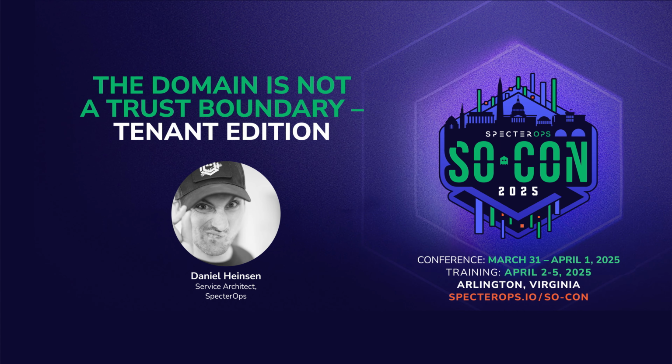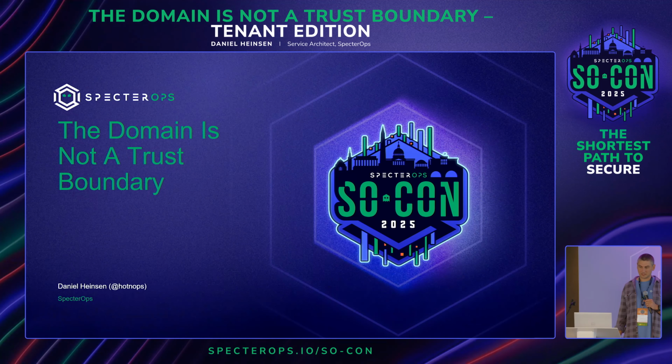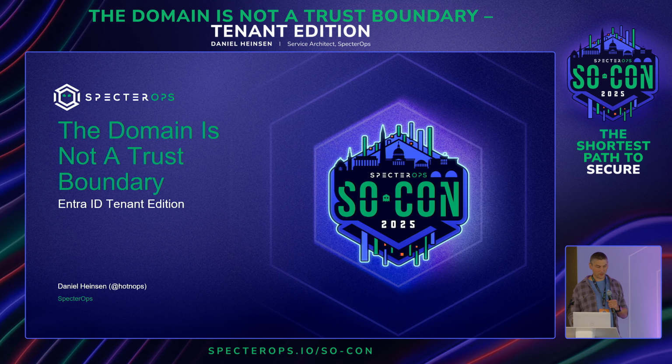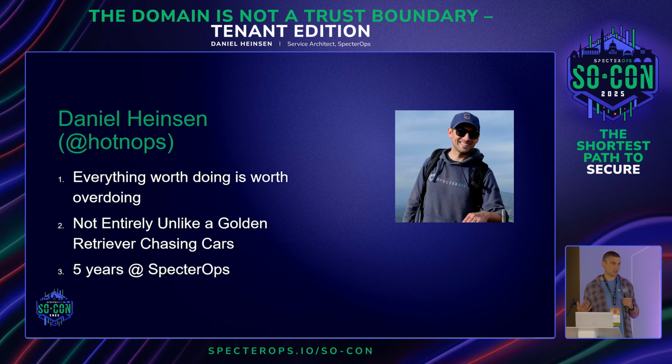I don't know if this is intentional or not, but I feel like this talk is a perfect successor to the previous talk. I don't know how many people were here before lunch with Jonas's talk, but Jonas essentially went through all the different ways that you can have cross domain compromises within a forest. And this is a very similar idea, just with Entra, right?